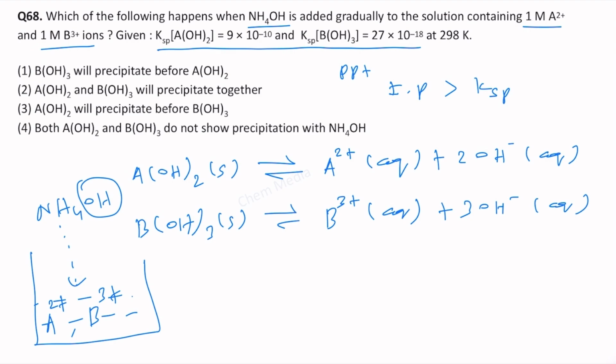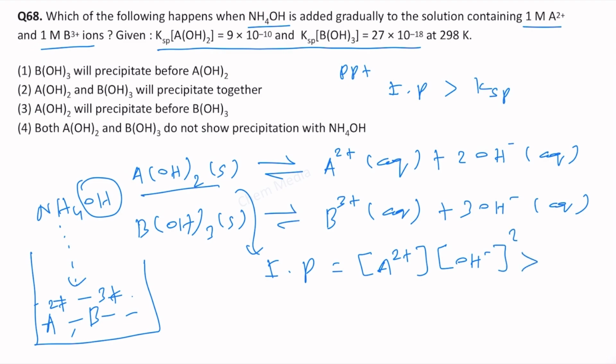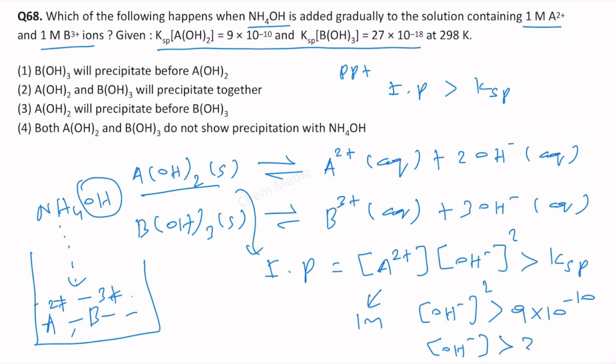So we know that ionic product, let's say for this one, we can write it as equal to concentration of A2+ times concentration of OH- square. If this has to be greater than the solubility product, then A2+ concentration here is given as 1 molar. So therefore OH- concentration square greater than 9 times 10 to the power minus 10. So if we take a square root, the concentration of OH- would be 3 times 10 to the power minus 5 molar, isn't it?